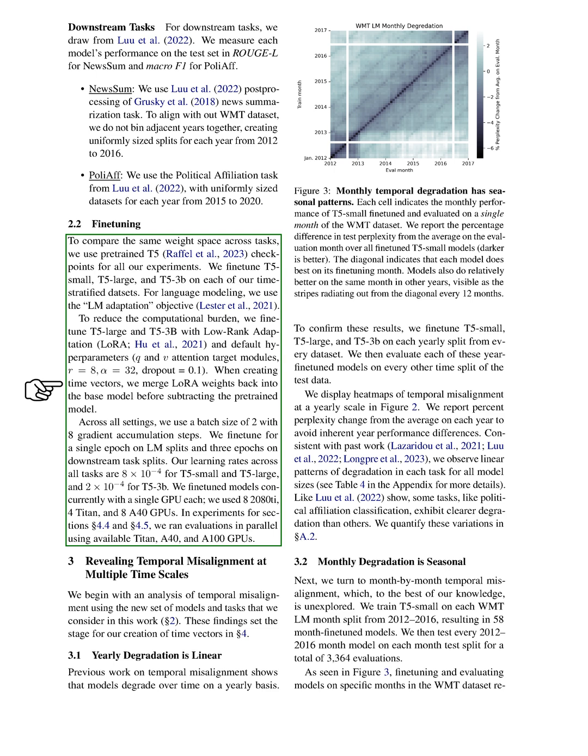When creating time vectors, we merge LoRA weights back into the base model before subtracting the pre-trained model. We use a batch size of 2 with 8 gradient accumulation steps. We fine-tune for a single epoch on LM splits and 3 epochs on downstream task splits. Our learning rates across all tasks are 0.0008 for T5 small and T5 large, and 0.0002 for T5 3B.